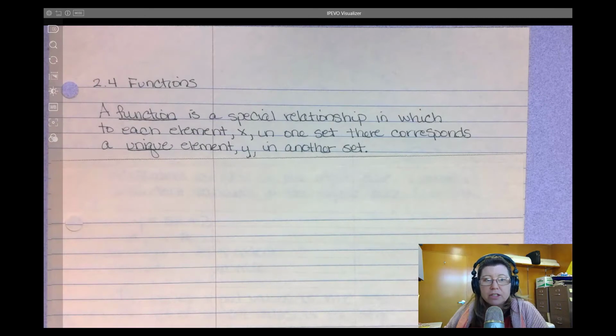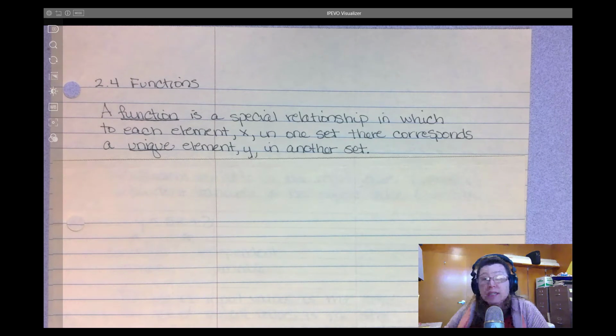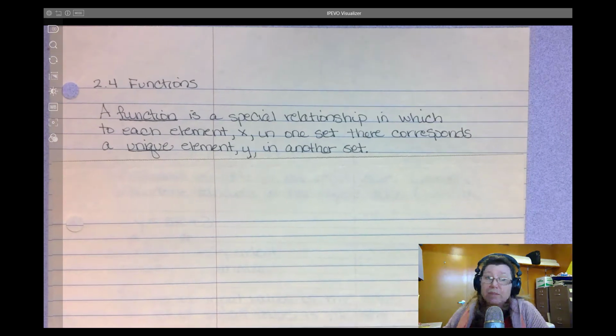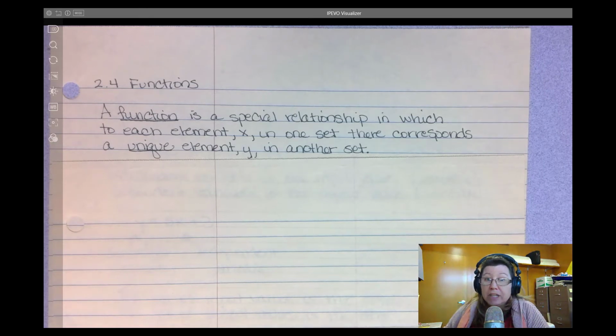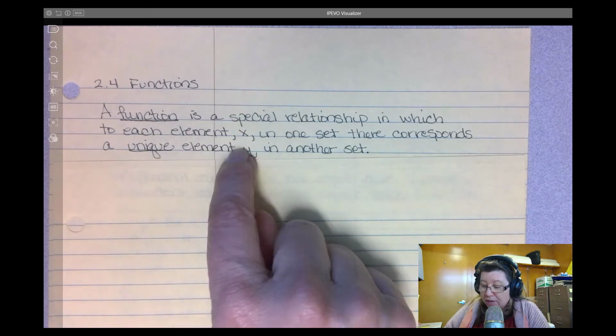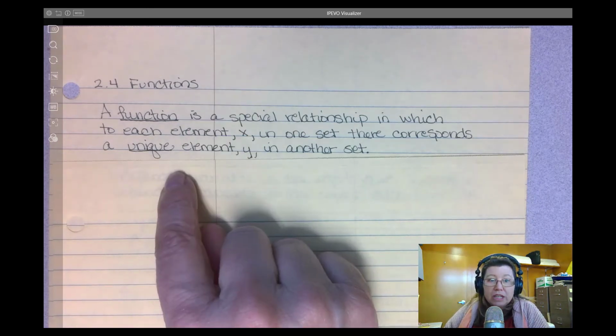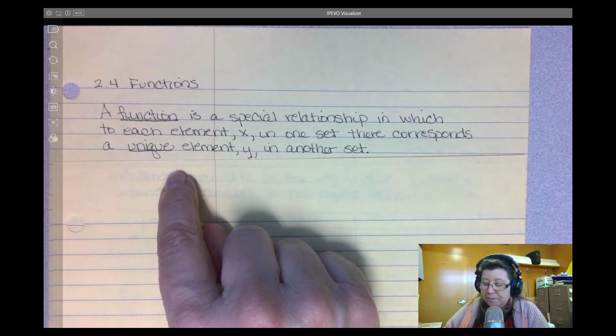Let's jump in and start talking about functions. First of all, so we can talk the same language, let's look at the definition of what a function is. A function is a special relationship in which each element in one set, for this example we'll say x, corresponds with a unique element in a second set we'll call y. So for every x, it goes to a unique element in y.